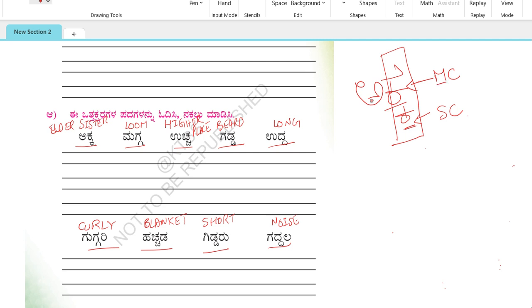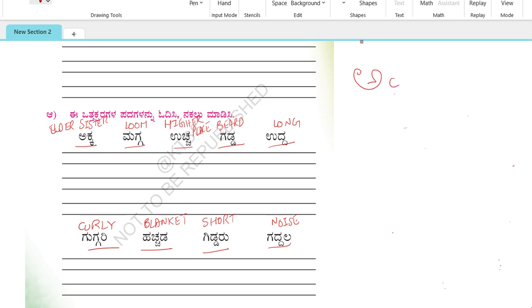So if both the main consonant and the secondary consonant are of the same type, then it is called as Sajati Ottakshara. Now that we know what is a Sajati Ottakshara, we have to see how to read and how to write them. So let's take the example of this word akka.